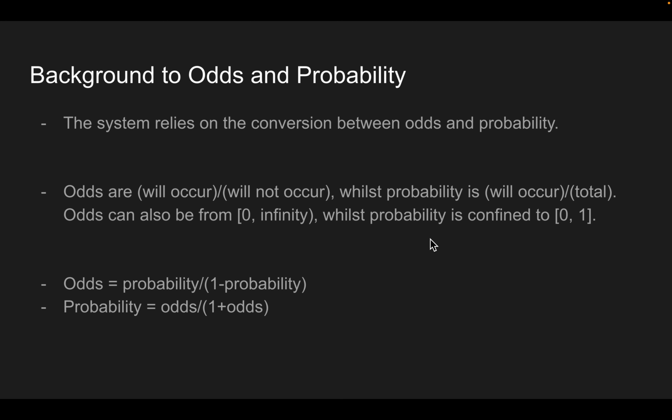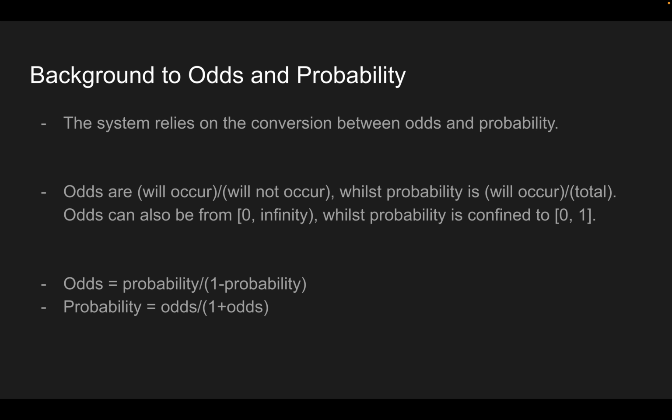So here's the background to odds and probability. This is why the Tavtigian system works. The system relies on the conversion between odds and probability. So basically, odds are will occur divided by will not occur, while probability is will occur over total. So for the odds of rolling a dice and getting a 6, will occur is 1, and will not occur is 5. So it's 1 over 5.